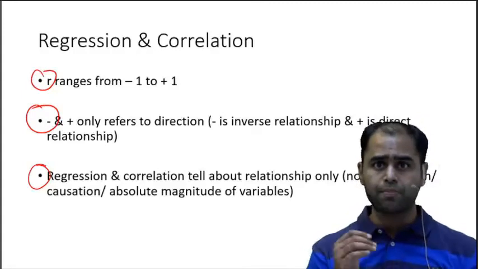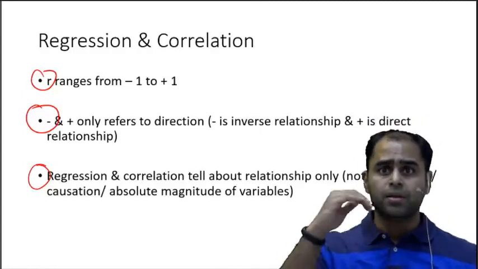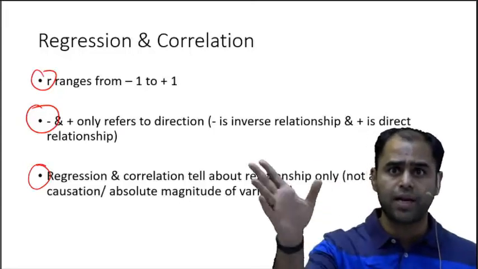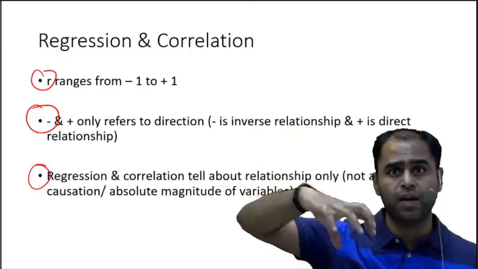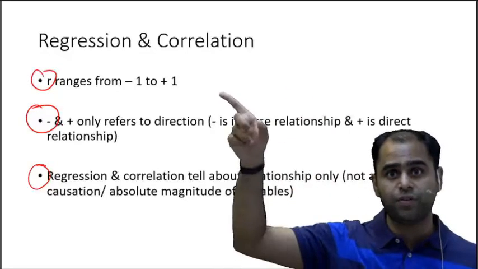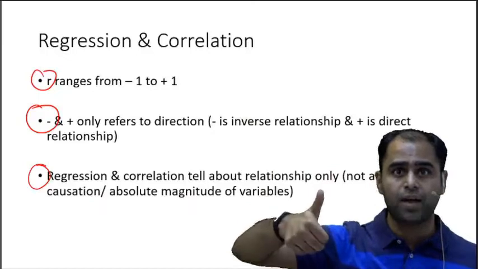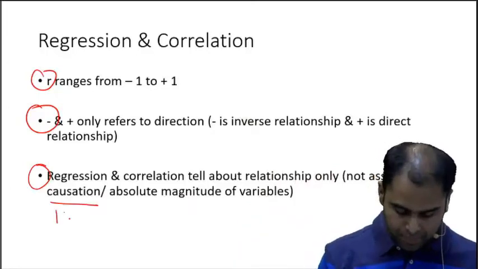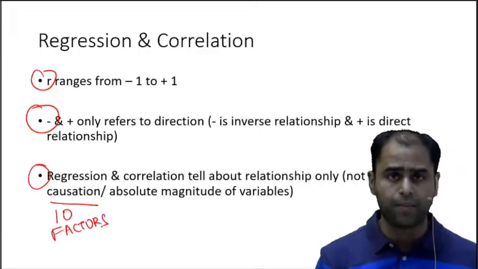Now, what do I mean by absolute magnitude of variables? See, if I say weight is equal to 0.6 height, so if height increases by 1, the weight will increase by 0.6. But this does not mean that if a person's height is 150, the weight will also be 150. I hope it is clear. Okay. Now, causation, we have 10 factors, the Dawes and Hill criteria.